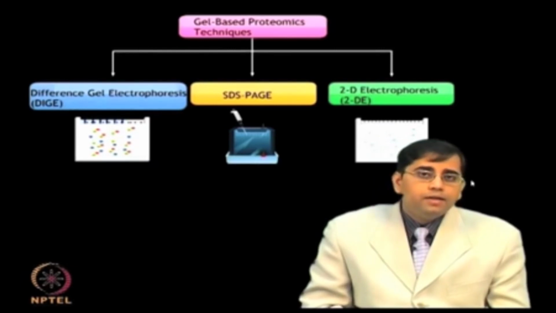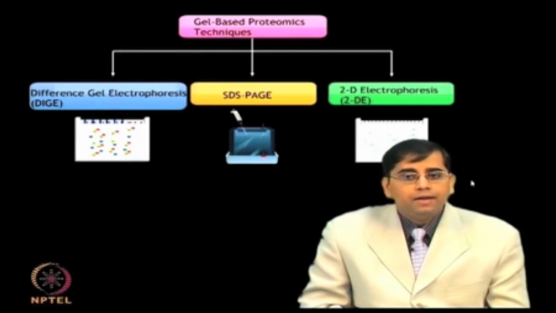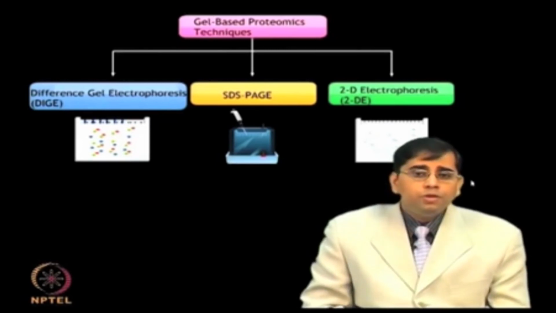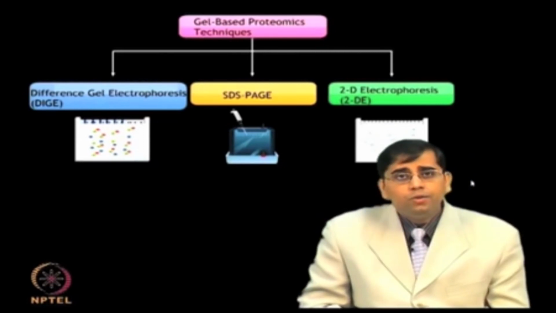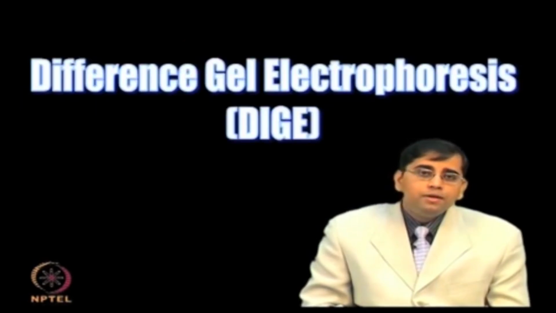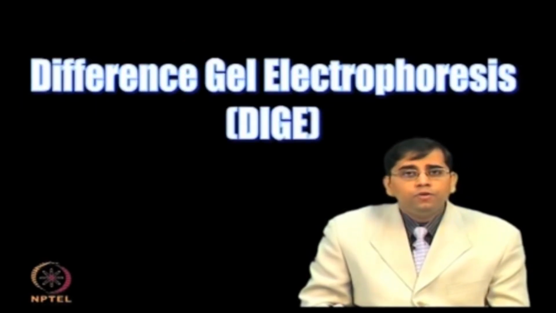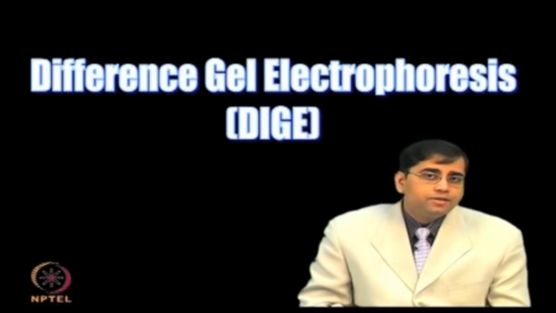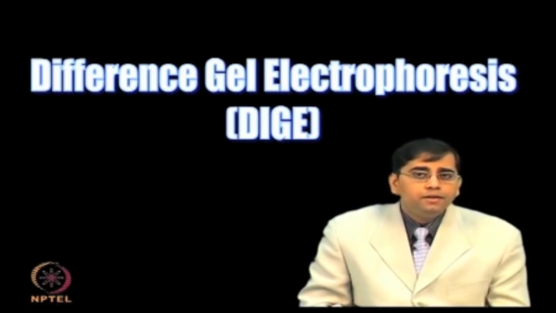2DE or DIGE in combination with mass spectrometry has been the standard technique for proteome analysis. The two-dimensional electrophoresis involves protein separation on a pH gradient based on their isoelectric point using isoelectric focusing, followed by separation in the second dimension using SDS-PAGE. Two-dimensional electrophoresis has high resolving power, but it has several limitations such as staining artifacts and reproducibility from gel to gel.